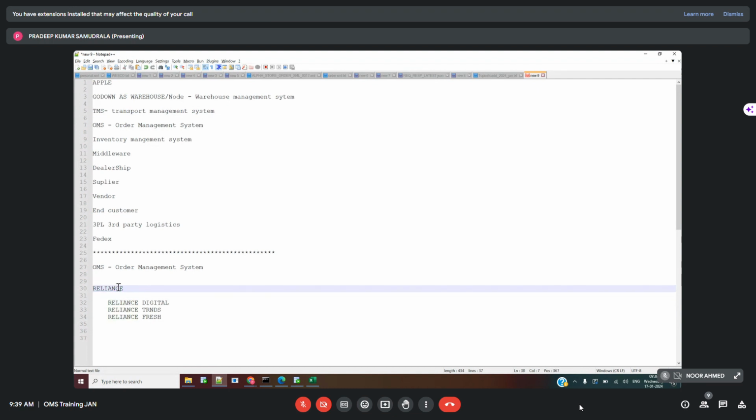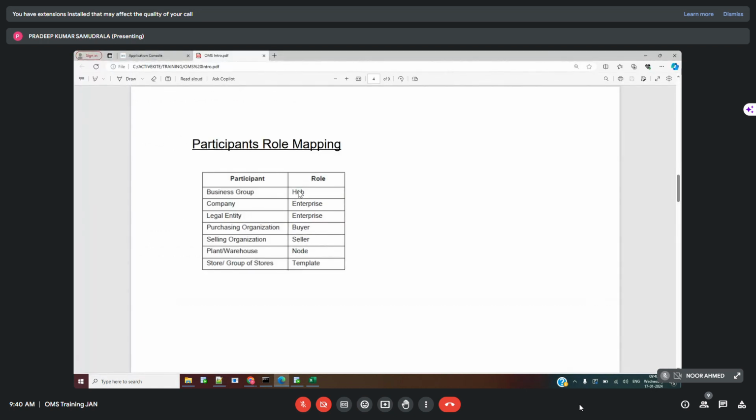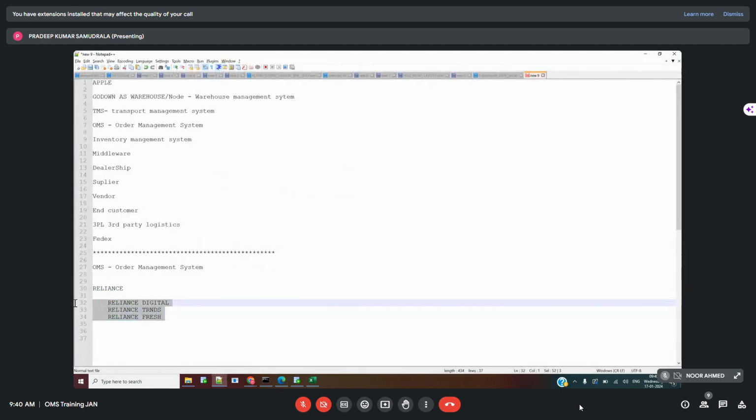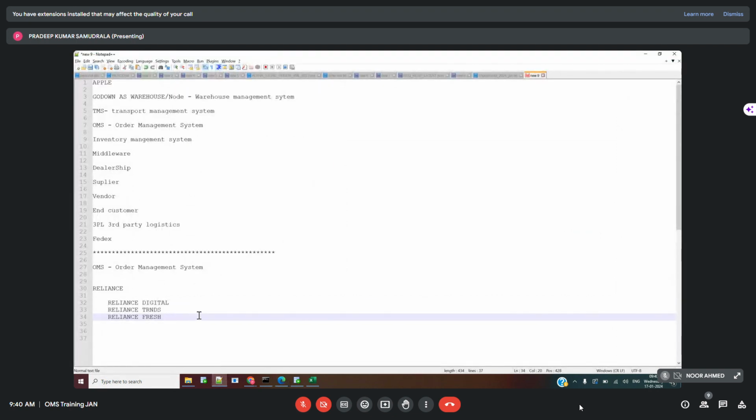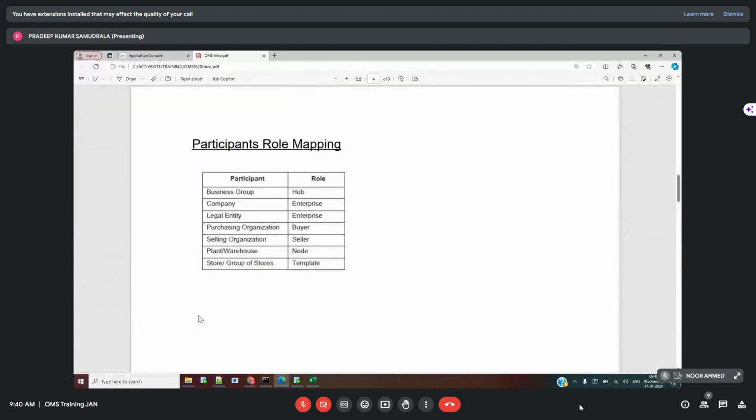So whenever they want to configure Reliance as an organization within Sterling, we configure Reliance as a parent organization, or we call it a hub within Sterling. And all these child companies will be configured as an enterprise within Sterling. And we have something called buyer, seller, node, and template. So what is meant by buyer, what is meant by seller, and what is meant by node and template?